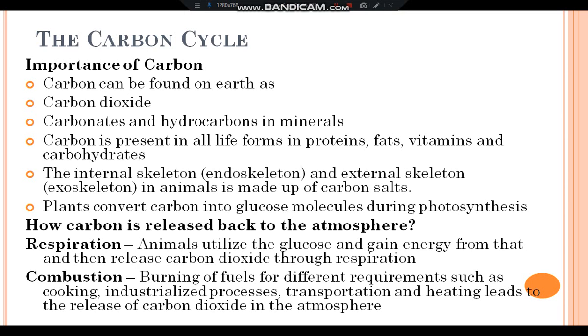The internal skeleton, that is the endoskeleton, and the external skeleton, which is the exoskeleton, in animals is made up of carbon salt, and plants convert carbon into glucose molecules during photosynthesis. As we all know, most life exists on carbon molecules to meet its energy requirement.